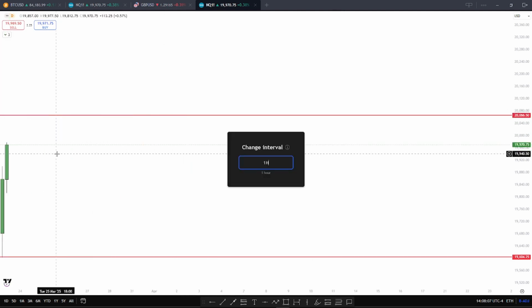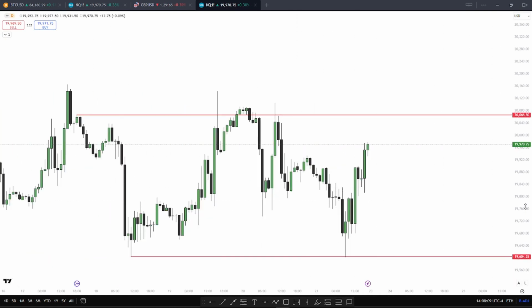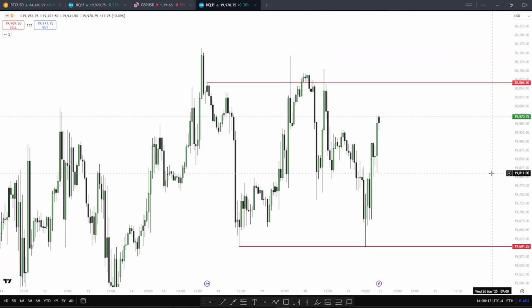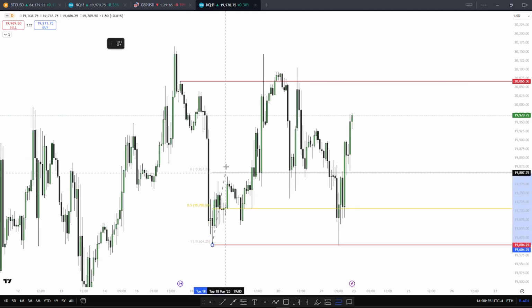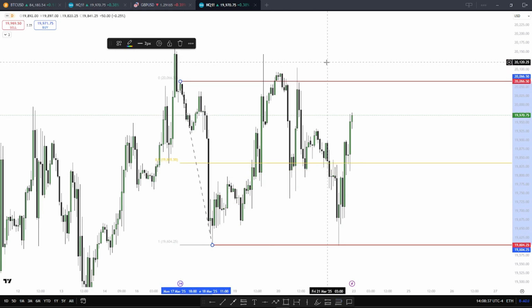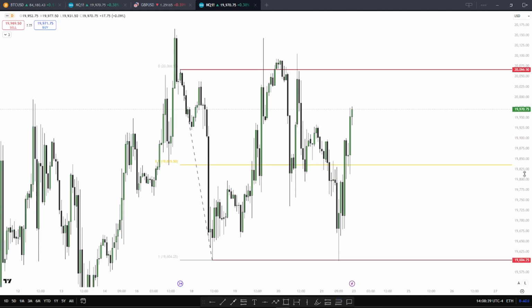Now, this is where we kind of get saucy, because using these two concepts I'm about to teach you, you can get very, very precise entries and very precise take profits. So, first one, what we're going to be talking about is range fractalization. As you can see, and I'm sure most of you know, there is range high to range low, and then 50%, which is the equilibrium of that range.